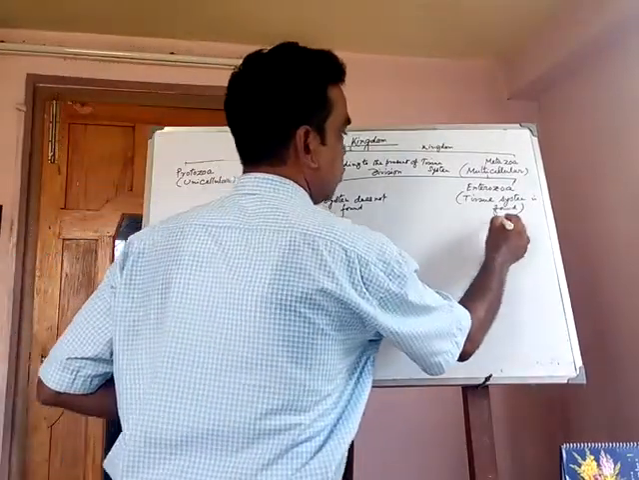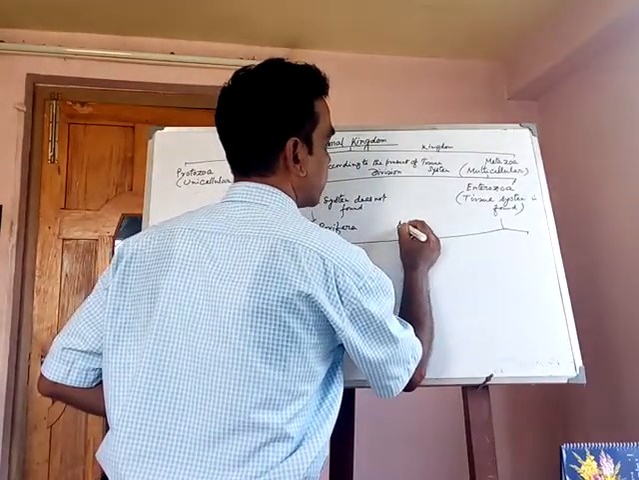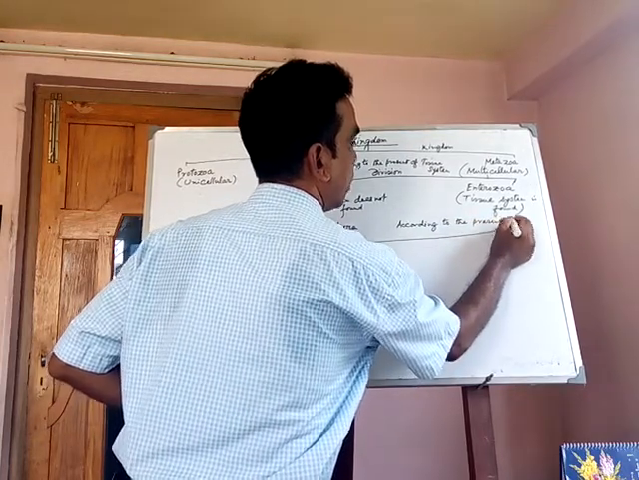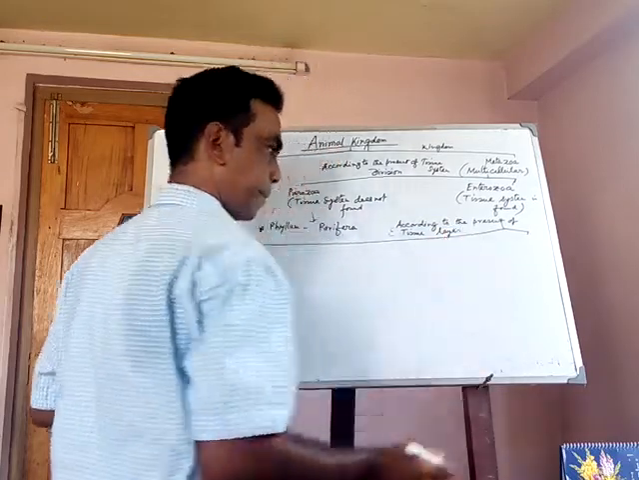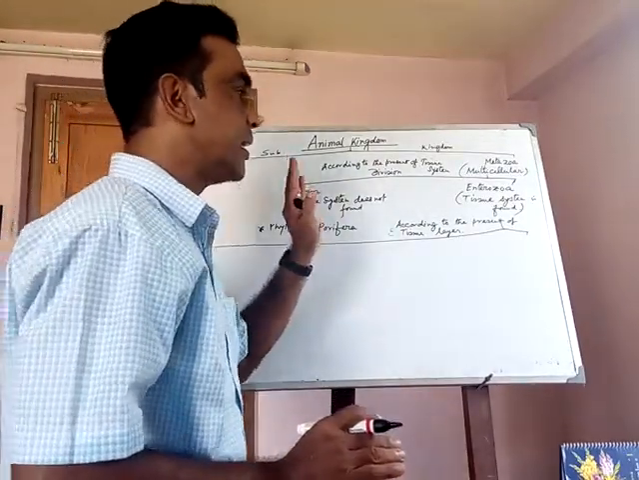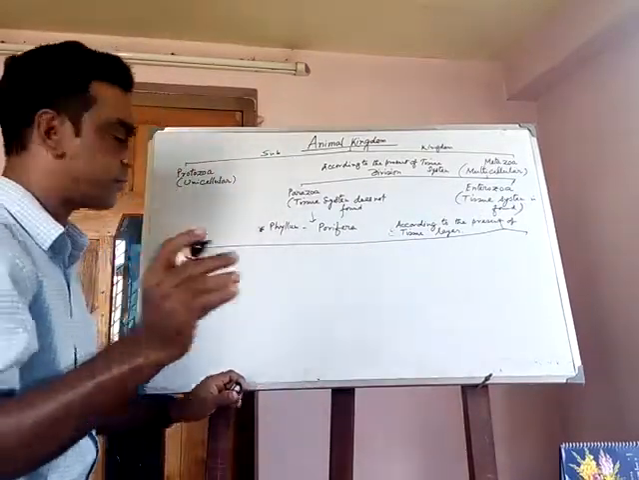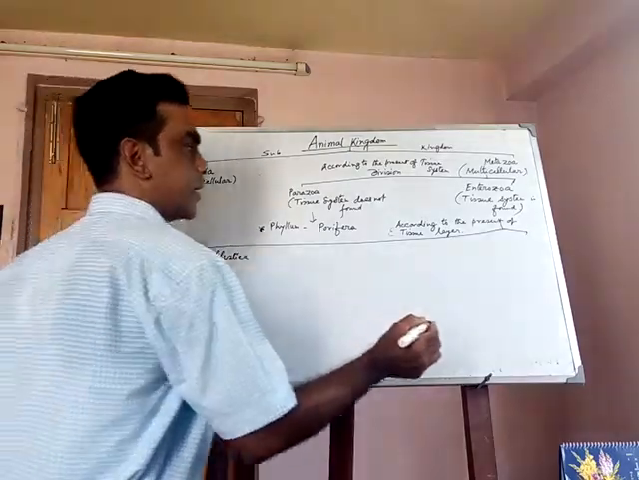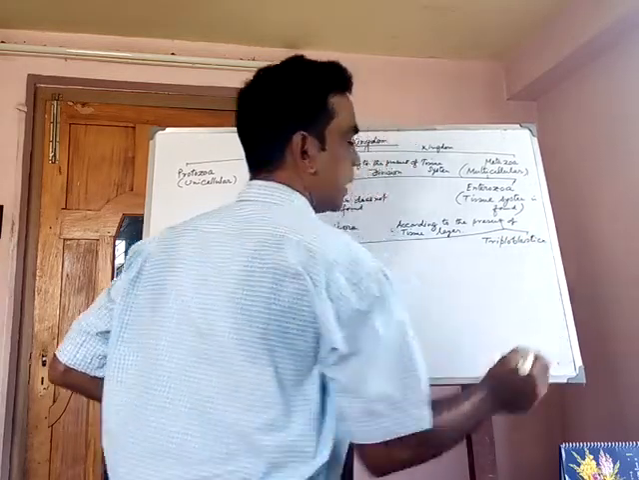is divided into two divisions according to the presence of tissue layers. The tissue system is found, but what is the number of tissue layers? Those numbers can divide this division. That is, enterozoa is of two types: diploblastica and another is triploblastica. Diploblastica and triploblastica.